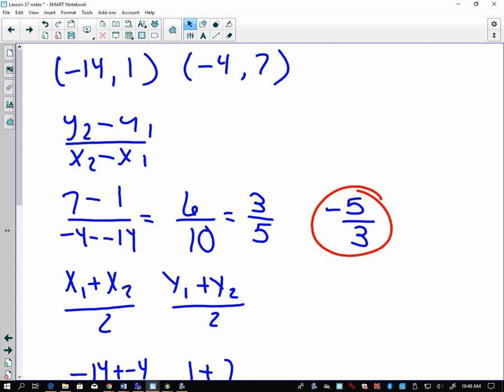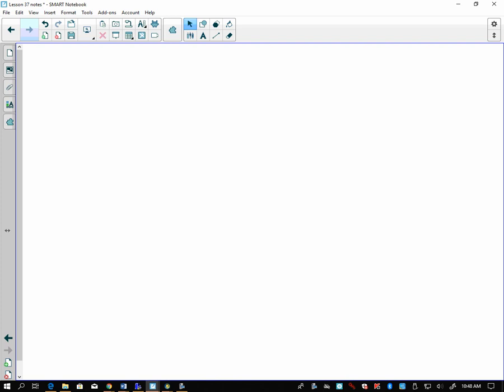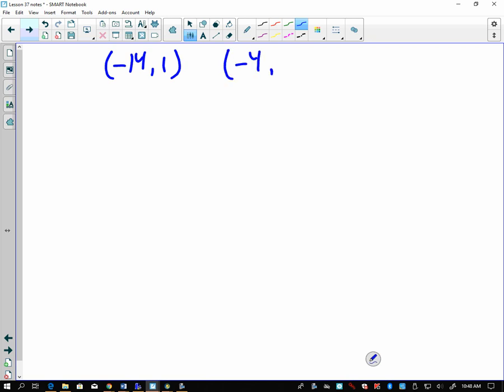Okay, let's do something new. Equidistant means the same distance from these 2 points. Distance tells me there must be a way to use the distance formula, and I'm going to show you how. So we have negative 14 and 1, and negative 4 and 7. I'm going to take the distance formula and set it equal to the distance formula.